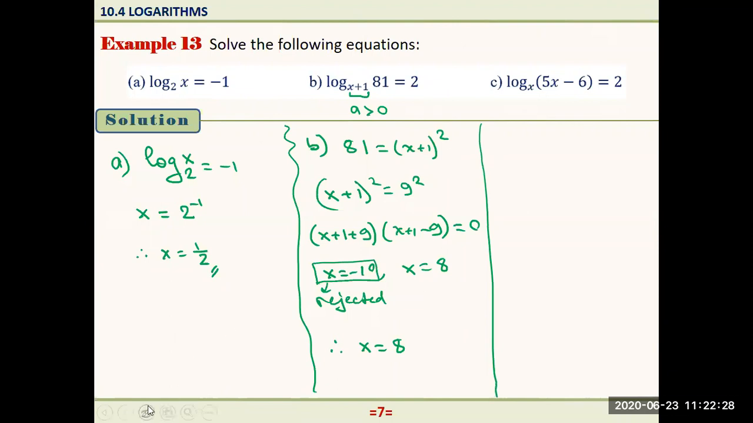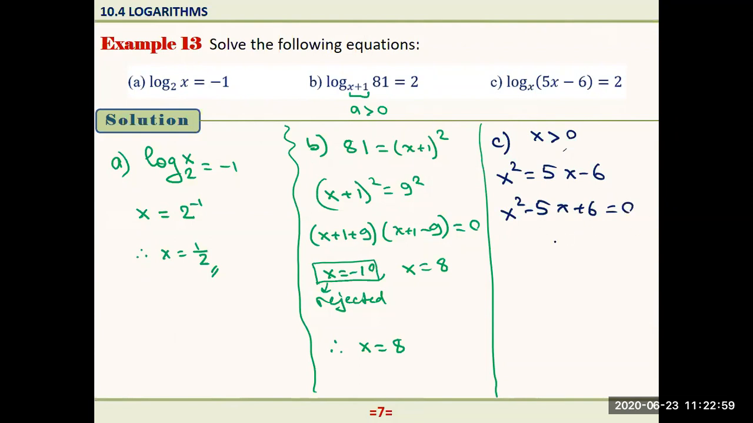And the last one, C. Again, here we know that x is positive at the beginning because it is in the base, so we just have to keep it in mind. If I convert this into exponential form, what do we have here? Here we have x squared equals 5x minus 6. Take everything to the left-hand side. Here we have x squared minus 5x plus 6 is equal to 0.